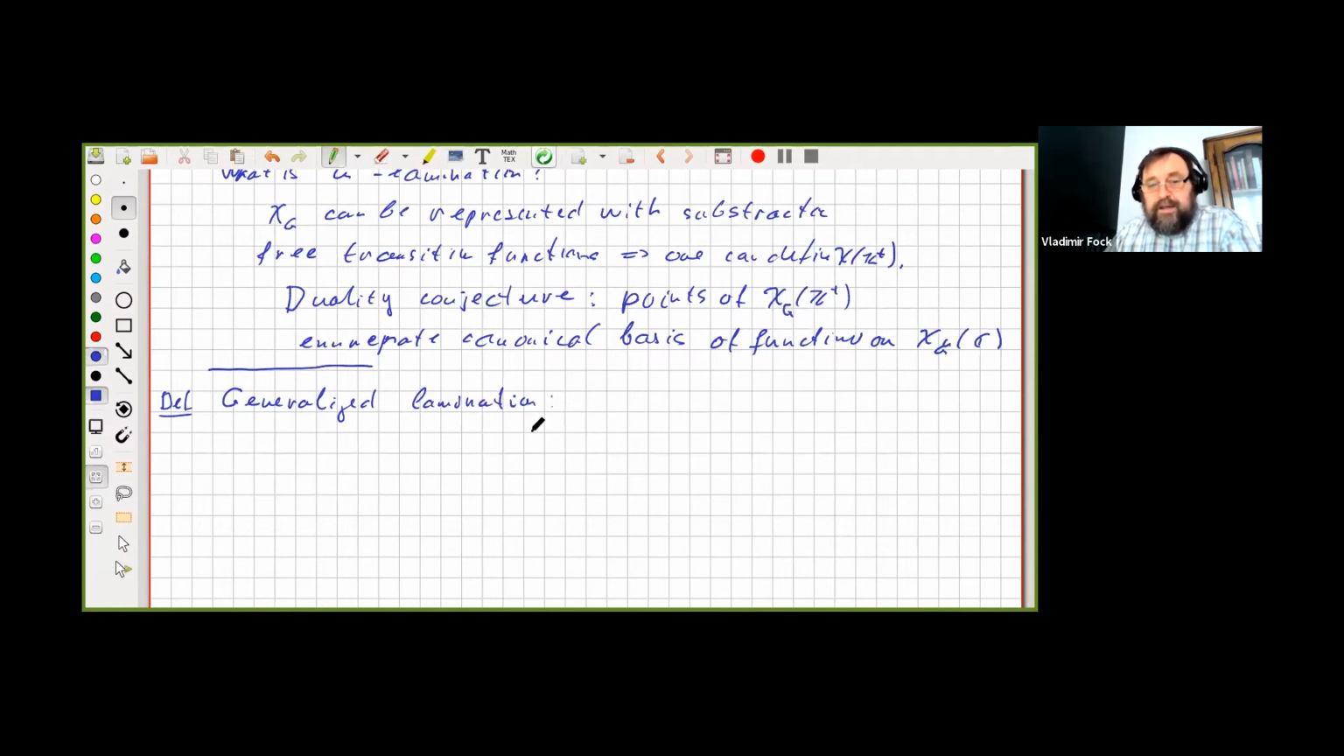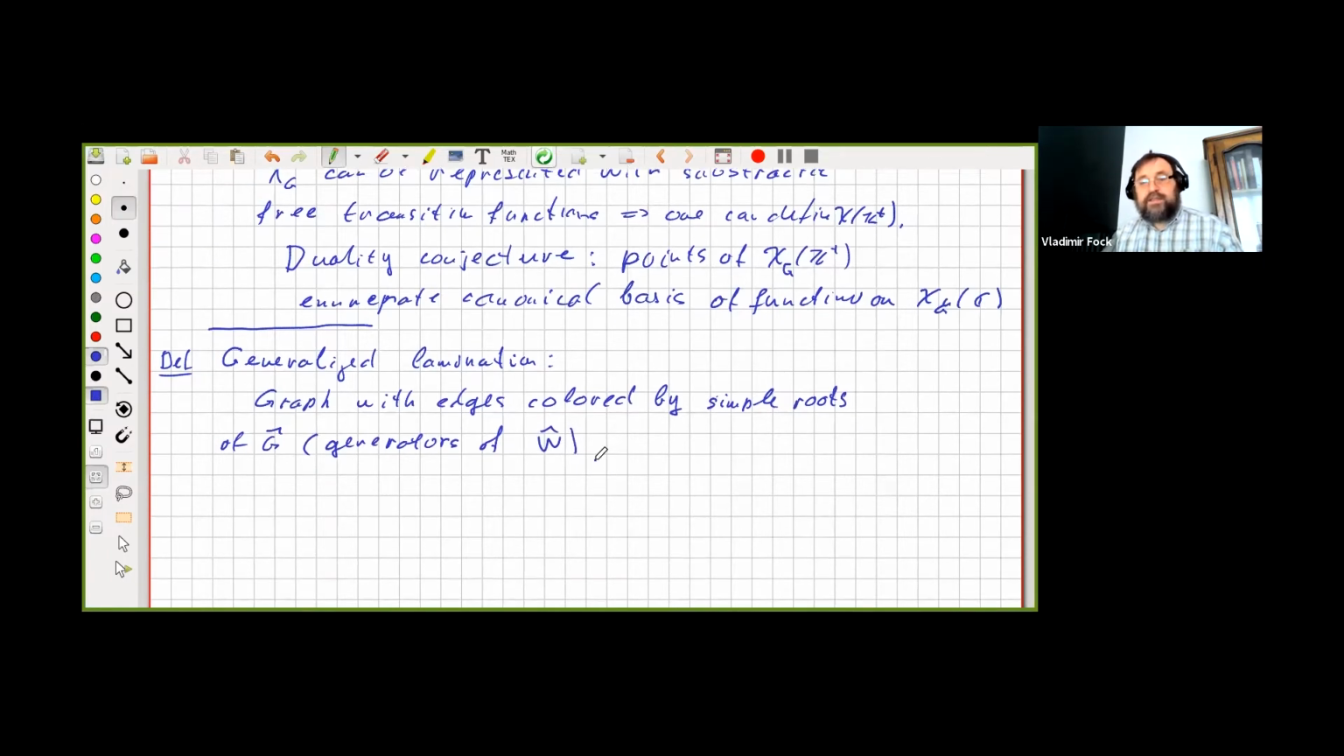And this will be the following object, which is now... it's not longer. Well, I'll give a definition and then explain how it's related to all this business. So it's a graph with edges colored by simple roots of the affine group, which is the same thing as generators of the corresponding Weyl group. So it's the same set.